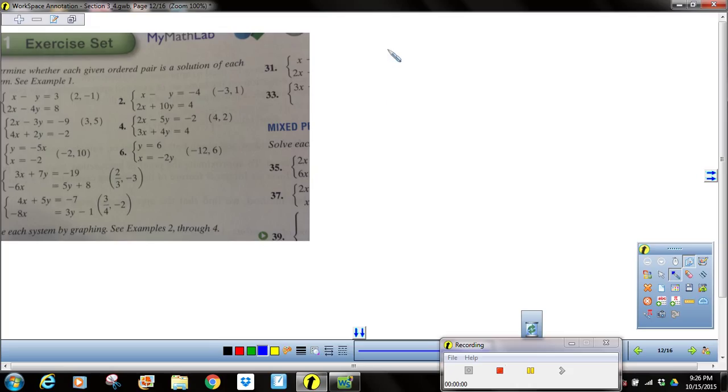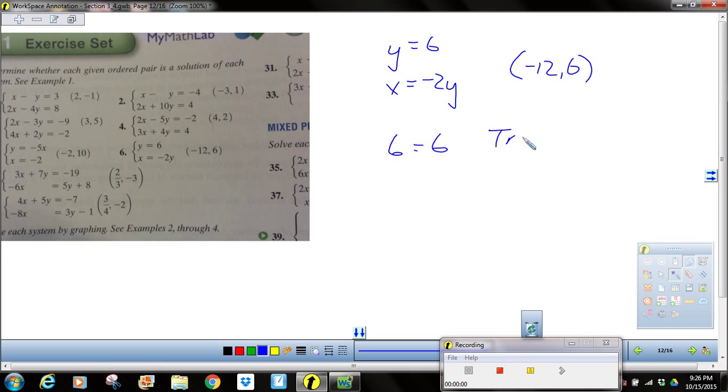Alright, number 6. Y equals 6. X equals negative 2y. And they want us to try out negative 12, 6. Okay, I'm going to start off by plugging 6 in for y here. 6 equals 6. That's definitely true. Plug in negative 12 and 6 for x and y here. Put a question mark on it because we're going to test it and see. Okay, negative 12 is equal to negative 12, so that is true, and we have a solution.